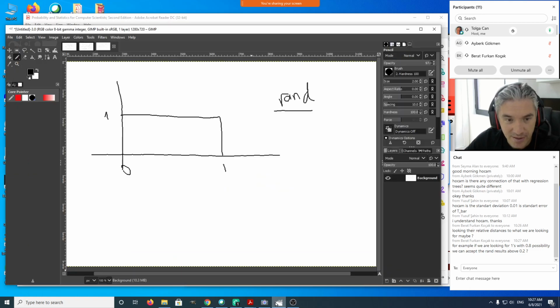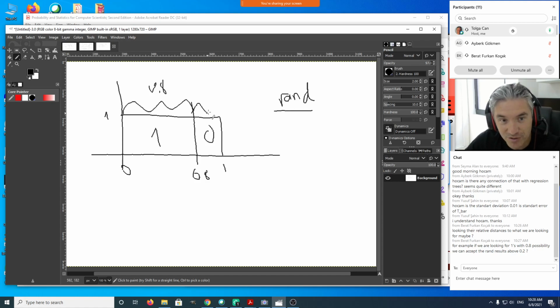If it's greater than 0.8, I generate a Bernoulli variable 0, which means that I divide my entire standard uniform area with the 0.8 threshold. I will generate ones when it falls here, and zeros when it falls here. What is the probability to generate 1? 0.8. What is the probability to generate 0? 0.2. That's your Bernoulli variable.